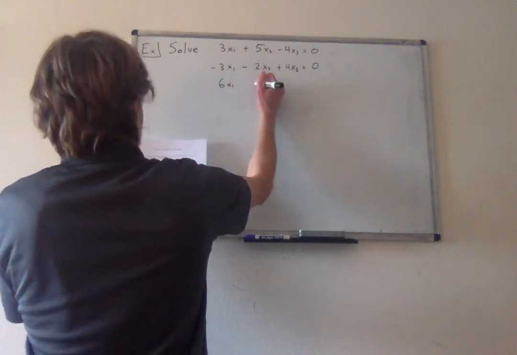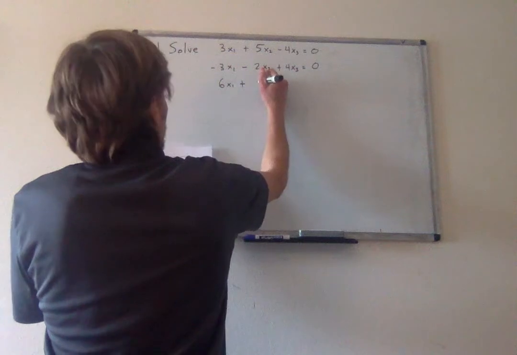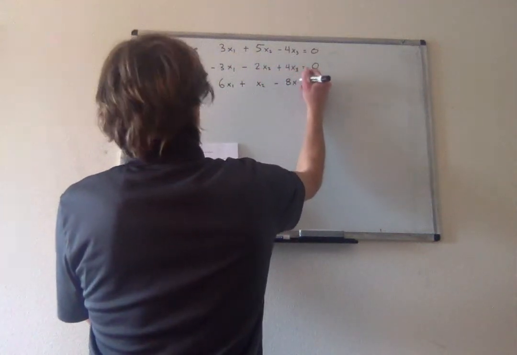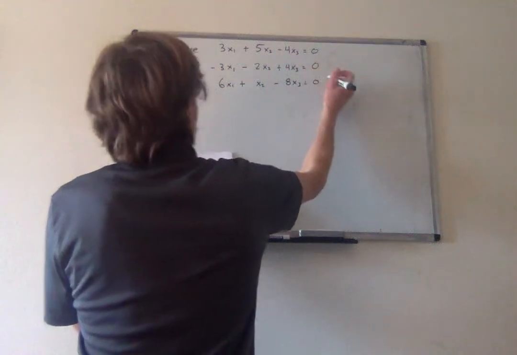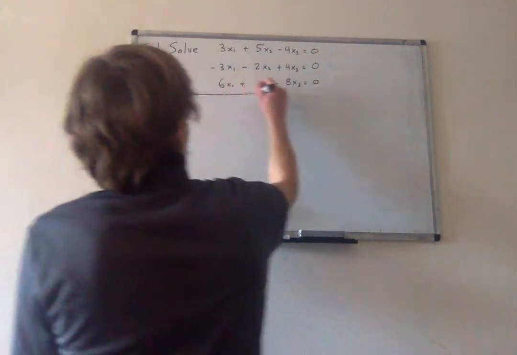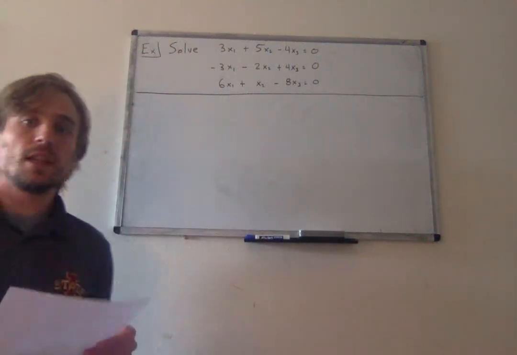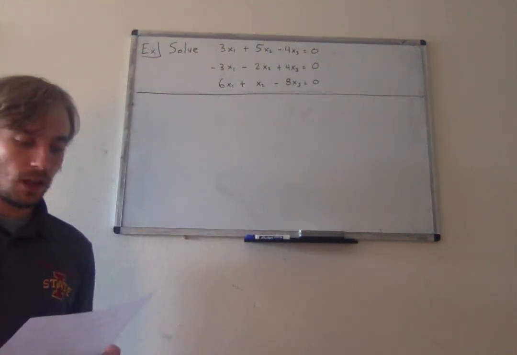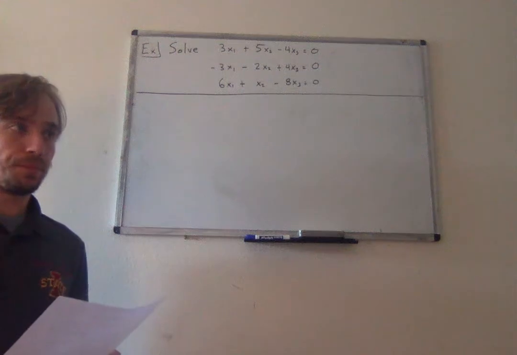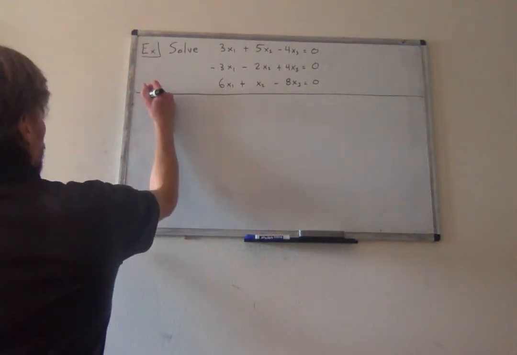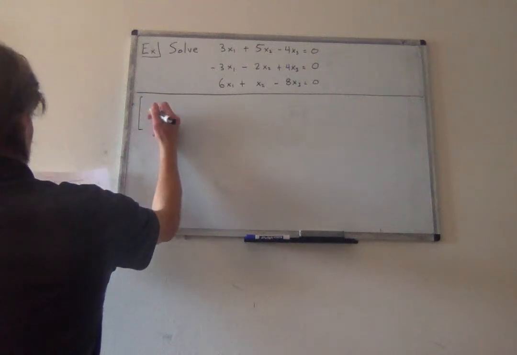So what I would recommend is actually pausing the video and trying to set up the augmented matrix, do the row reduction, and get the solution to this, and then you can check it with my work. So pause the video here if you want to do that. All right, so I'll set up the augmented matrix for this system.